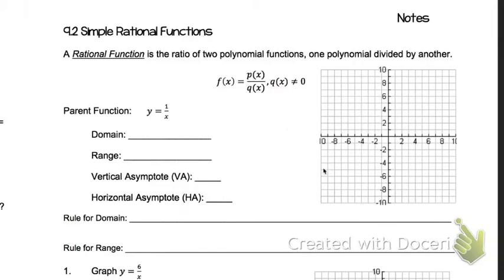I'll say it again. On graphing rational functions, I am not going to be picky about ordered pairs or really what anything looks like.